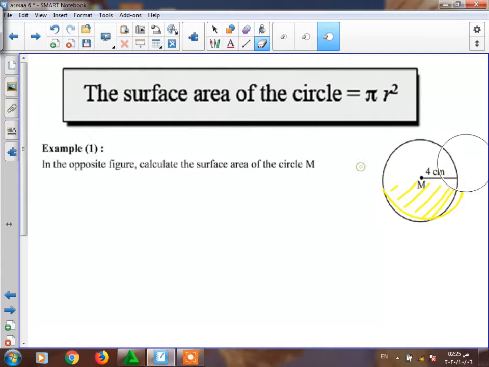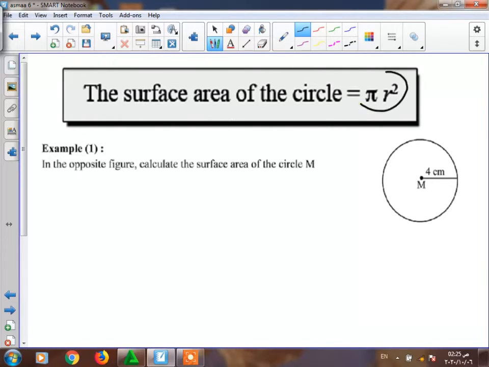To measure the area of the circle, we have a new rule. Our rule will be what? It will be pi R power 2. Again, the area of the circle will be pi R power 2. That means to find the area of the circle, we must have the radius.